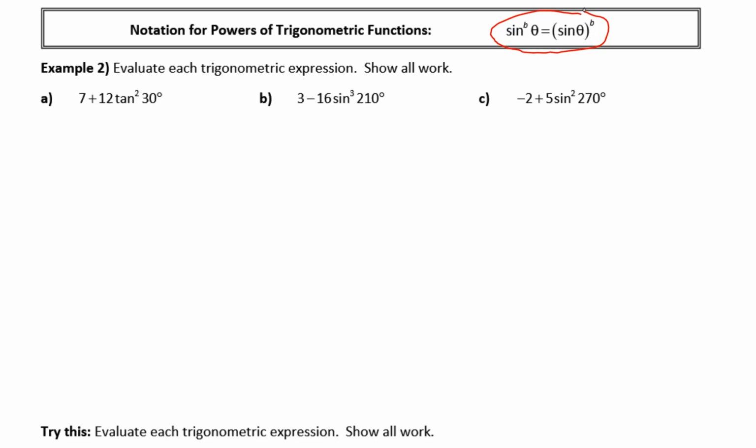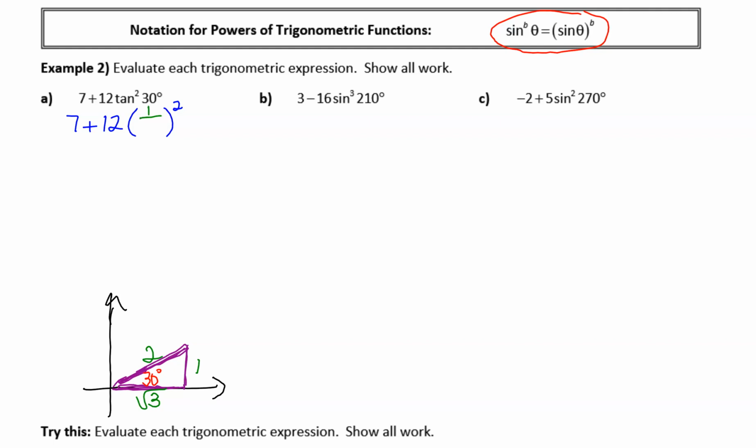So in example 2a, we have to find the square of tangent 30. So now we just need to fill in the value of tangent 30. We can draw a reference triangle in the first quadrant, label the sides, and then evaluate the tangent, opposite over adjacent. Since we're going to square this, there's no need to rationalize the denominator. Using order of operations, the exponent needs to be applied first, then multiplication, and then addition.